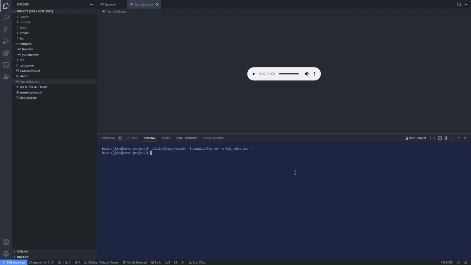Next, let's apply the time duration effect, but let's shorten the original signal. This is the original signal shortened by a factor of 1/3.